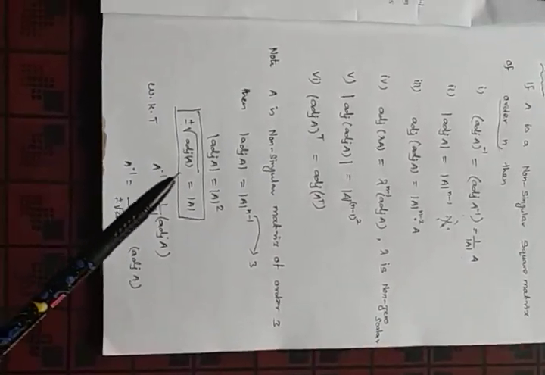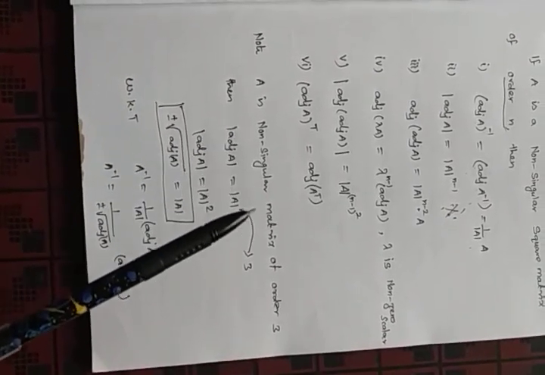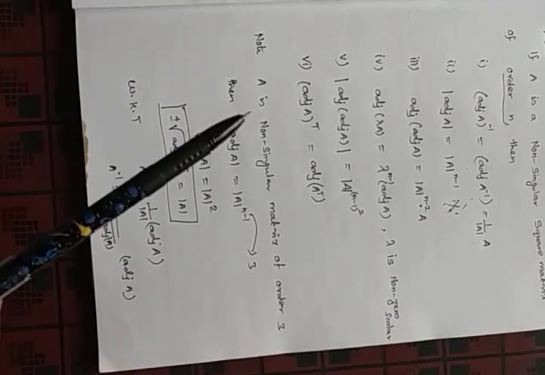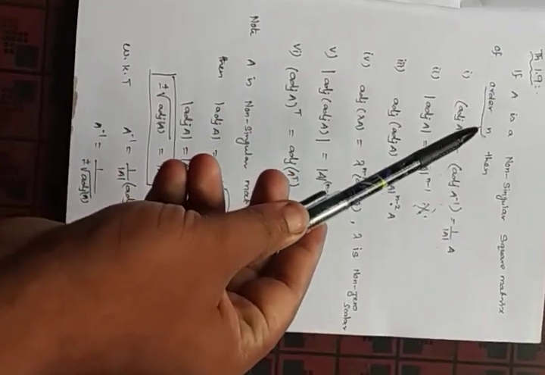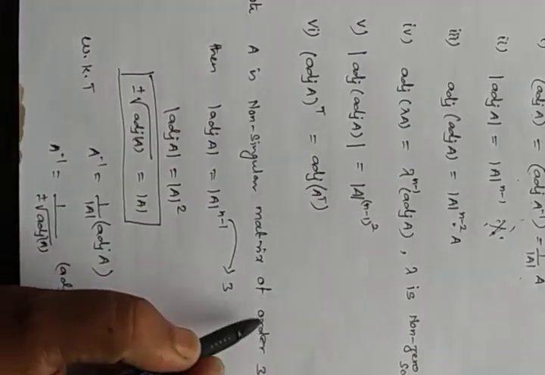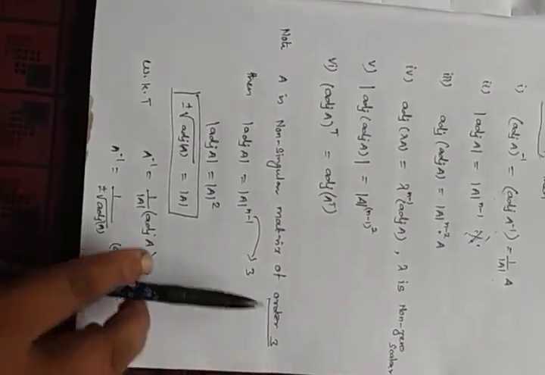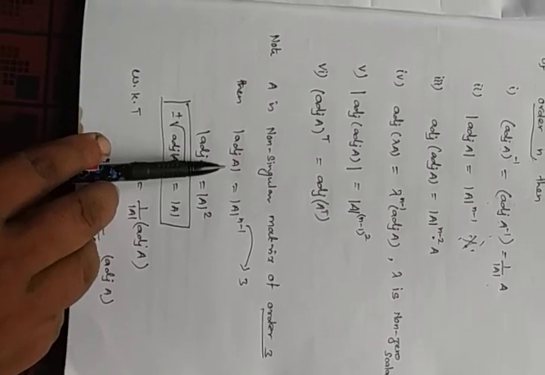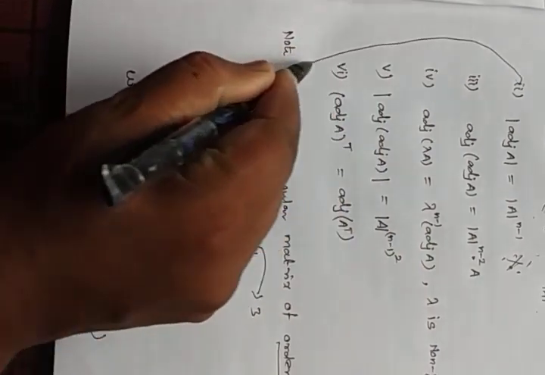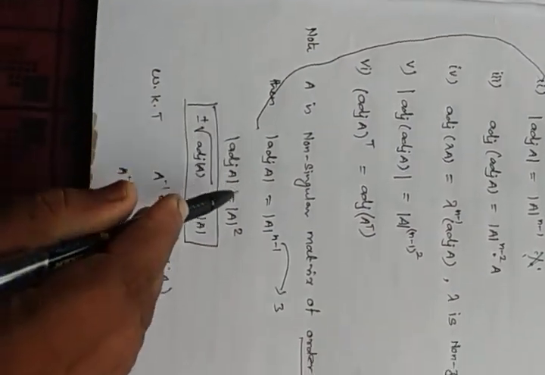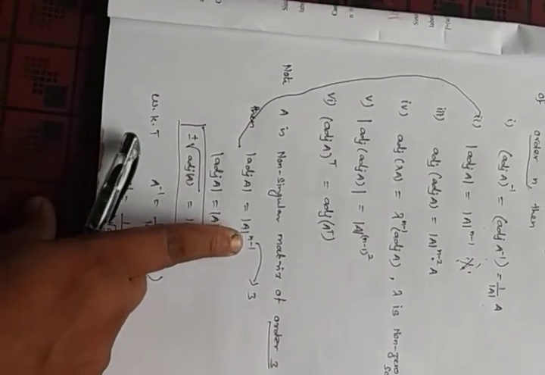Now one more important result is here, you can see the note. A is a non-singular matrix of order 3. Special case: in the theorem we have order n, whereas here we have order 3. Order 3 means in place of n we are going to write 3. We know the result: determinant of adjoint A is nothing but determinant A power n minus 1. Just now we have shown this second one, so you can see here. That result only I have written: determinant of adjoint A equals determinant A power n minus 1.